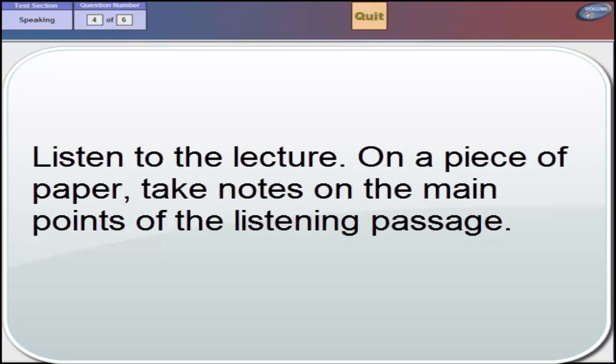Listen to the lecture. On a piece of paper, take notes on the main points of the listening passage.